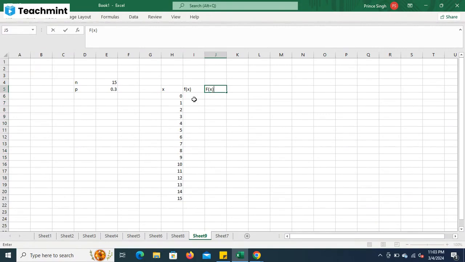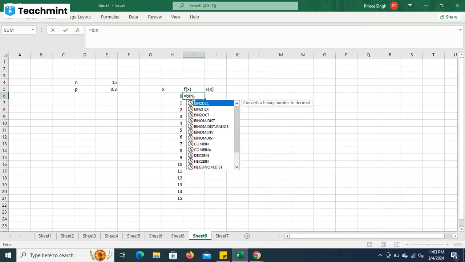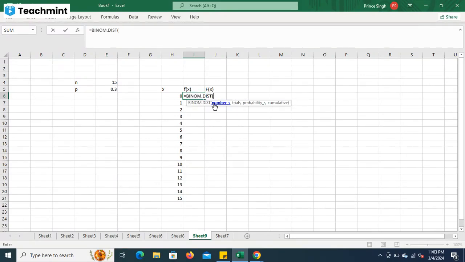Now I'm going to demonstrate what kind of command we need to use so that we can get the probability distribution as well as the cumulative distribution function for the binomial distribution only. Firstly, I'm going to use the function of binomial distribution. For that, I'm going to use the command BINOM.DIST. We need to select this particular option, binomial distribution. When I click on that, it requires this information.